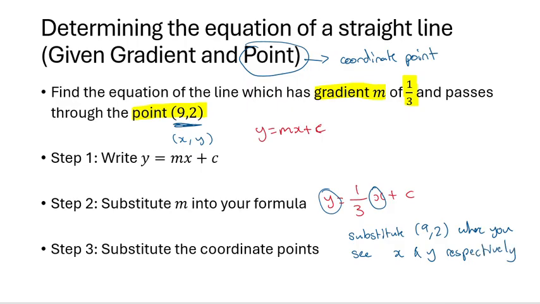What that will look like is 2 equals 1 over 3. I'll put it in brackets. Every time I substitute, I always put stuff in brackets just to indicate that that's what I'm substituting. And then I'll have 1/3 bracket 9 plus c. So this is your third step right here.